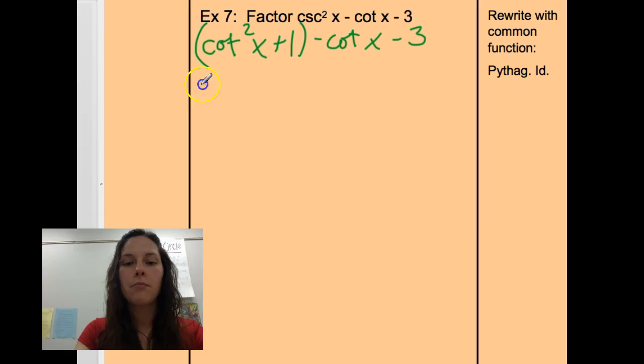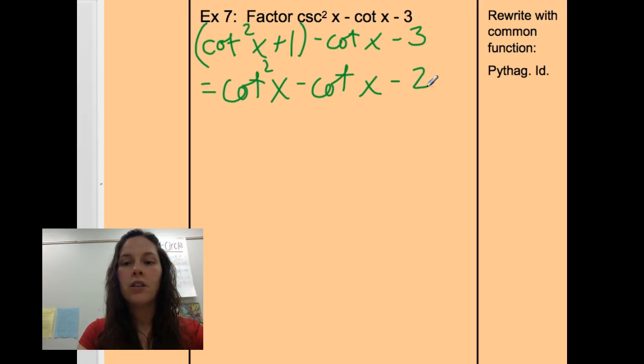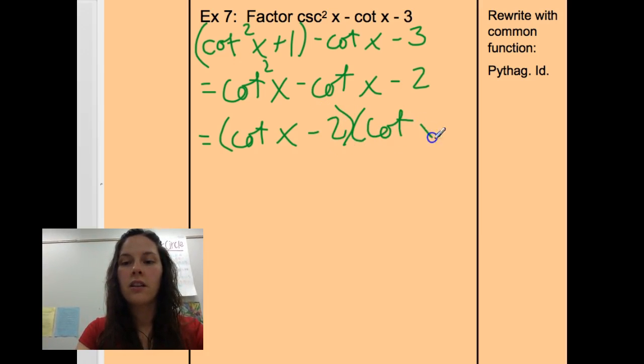So when I combine my like terms and put it in standard form, I have cotangent squared minus cotangent, and that plus 1 minus 3 becomes a minus 2. So now I can use my t-chart. What multiplies to negative 2 and adds to negative 1? So we have cotangent minus 2, cotangent plus 1.